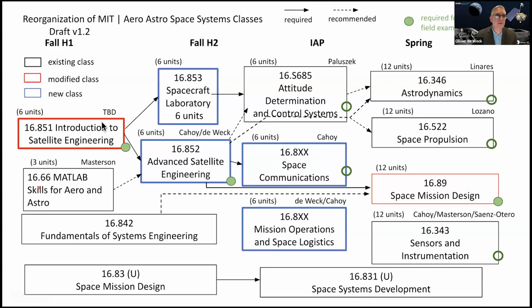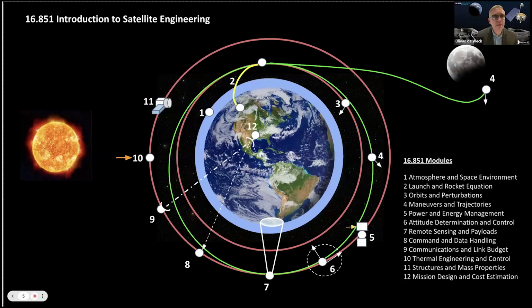The course that we're talking about here is boxed in red on the left side, 16.851, Introduction to Satellite Engineering. One of the changes we made is to go from a 12-unit to a 6-unit class. So it's a half-semester class during H1, and then it becomes the jumping-off point for a spacecraft laboratory course, advanced satellite engineering, and then the more detailed topics like space communications, attitude control, astrodynamics, propulsion, and then eventually, on the right side, we find mission design. So that's a little bit on the positioning of the course.